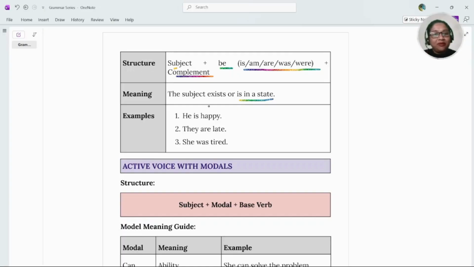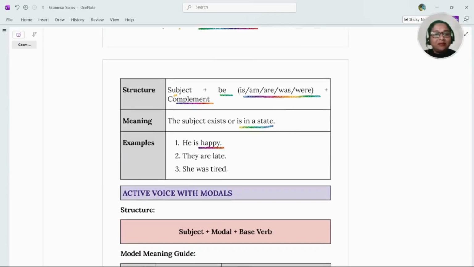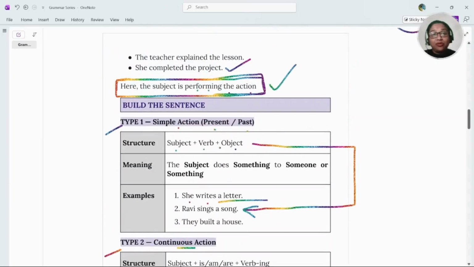For example, he is happy. What's happening with him? He's happy. Probably because he bagged an interview, or probably because he wrote his exam really well. So, how would an active voice statement, a sentence which is declarative in nature, sound? It would sound, he is happy. All right. They are late. She was tired. Okay, so these are the three structures I wanted to share with you today.